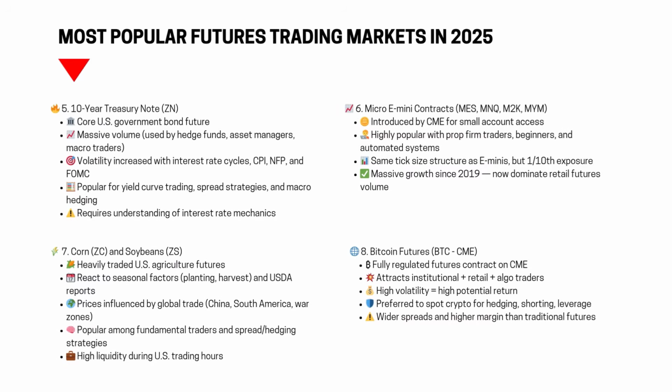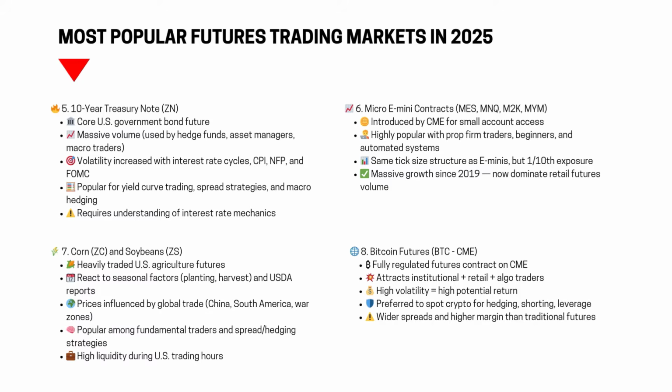Then I've got the next four all bundled up together on this page. Stop it, zoom in if you want to get more detail. But number 5, 10-year Treasury notes, ticker ZN, core US government bond future, very, very big volume. Volatility increases with interest rate cycles, so things like non-farms, FOMC, that sort of thing, inflation. Popular for yield curve trading, spread strategies and macro hedging, but you do need a knowledge of interest rate mechanics for that one.